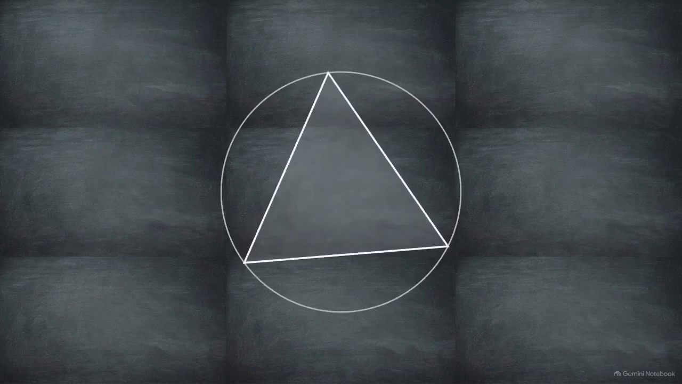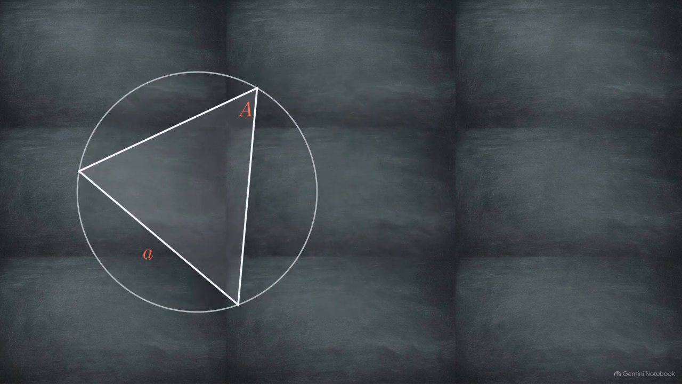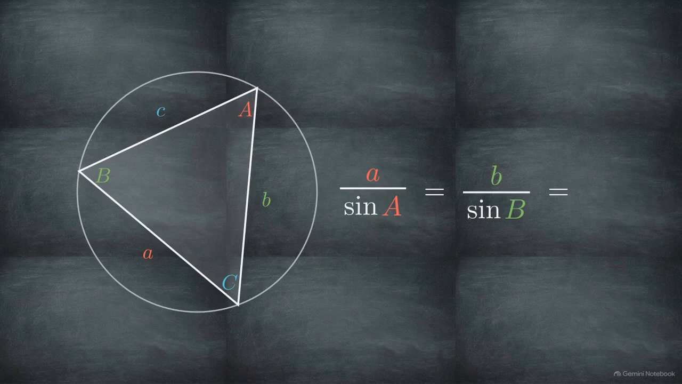Watch this inscribed triangle. As it shifts shape, proportions stay locked. We map it using capital letters for angles and lowercase for opposite sides, creating side-angle pairs. The sine rule equation proves dividing a side by its opposite angle's sine yields an identical ratio.